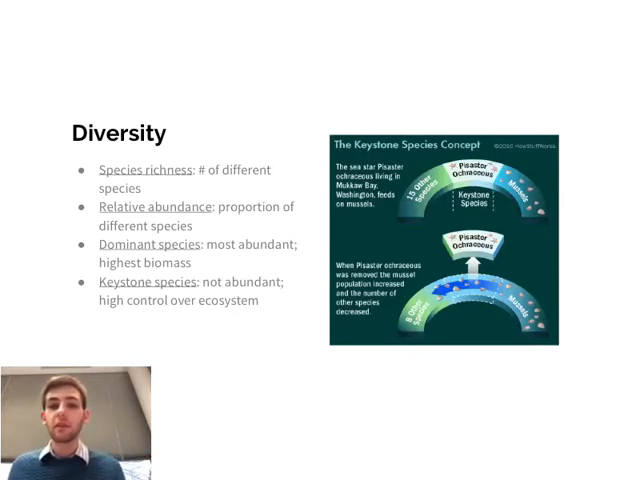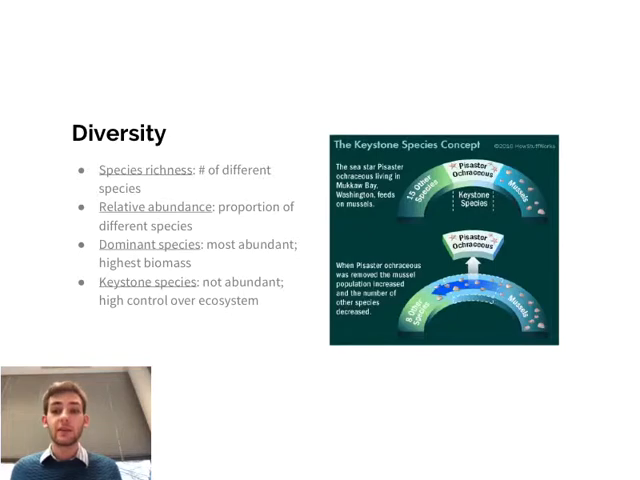Species richness is the number of different species you find in a sampling area. This is different from the relative abundance, which is a proportion of the different species. So if you have more of one species, that relative abundance is going to be higher. And then there are two classifications of species in an ecosystem. You have a dominant species, which is the one that is the most abundant and typically has the highest biomass. And typically with the dominant species, not in all areas, but in most areas, that's going to be a producer because that's where you're going to find the highest biomass on that food chain or web.